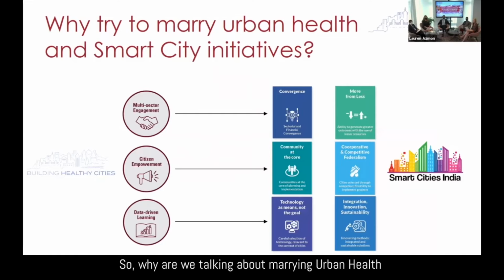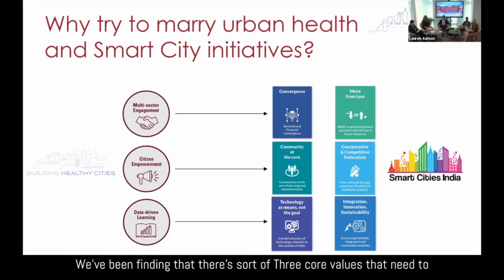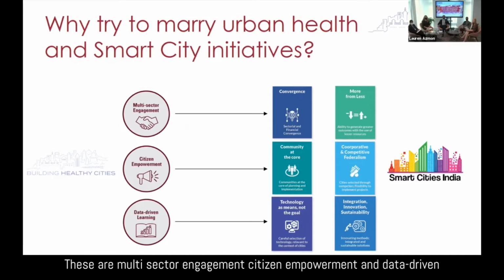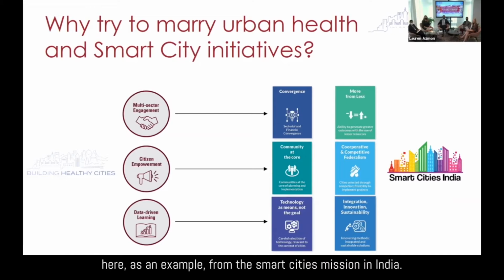So why are we talking about marrying urban health and smart city initiatives? From our work on the Building Healthy Cities project, we've been finding that there's sort of 3 core values that need to interact to really move the needle on urban health outcomes. These are multi-sector engagement, citizen empowerment, and data-driven learning or data-driven decision-making. As you can see to the right here, as an example from the Smart Cities mission in India, there's quite a bit of overlap or parallel in some of the goals that they have.